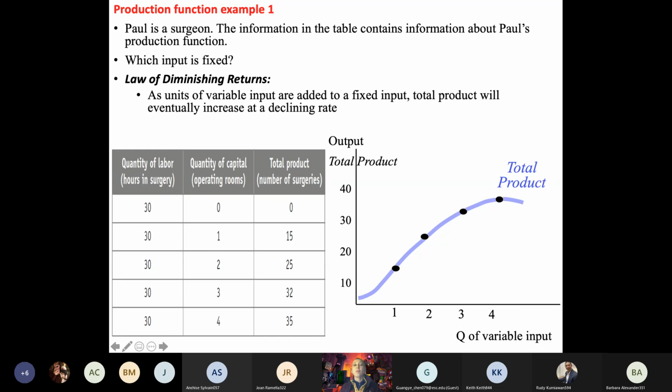So that's what we refer to as diminishing returns. Every next unit of input at some point starts to produce less and less output because we are adding it to the fixed other resource. And there's a limit to which our output can increase.